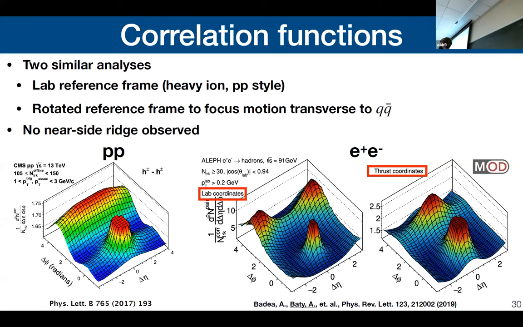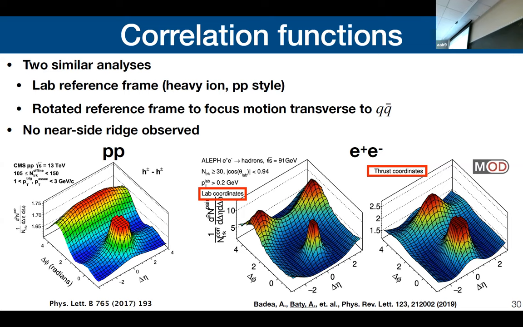Okay, so we actually just repeated some of the analyses that we do in proton-proton and heavy ion collisions in this data set. We did two types of analyses. The first is known as the lab reference frame. It's basically the exact same thing that we do in proton-proton and heavy ion collisions, shown in this middle plot here. Then we also did an additional study where we rotated our reference frame to put the QQ bar pair on the z-axis, so we can study the behavior transverse to the QQ bar pair axis. That's shown on the right-hand side plot here.